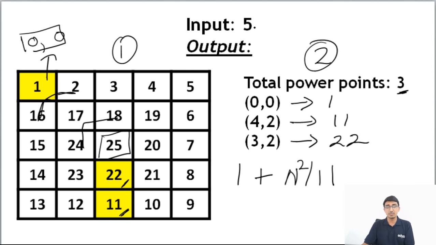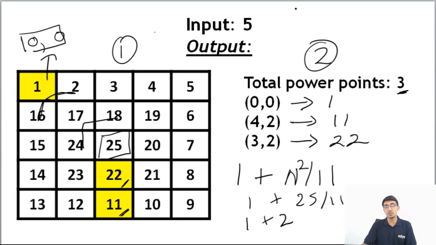For example, 5 is going to have how many numbers over here? The total number of numbers that are going to fit into this is going to be 25. Now 25 divided by 11 is 2 when you consider it in terms of integers. So the total number of power points over here is 1 plus 25 divided by 11, which is 1 plus 2, which is 3. So we have 3 power points over here. Similarly, for any number, let's say we had the input as 10, we would have 100 numbers.